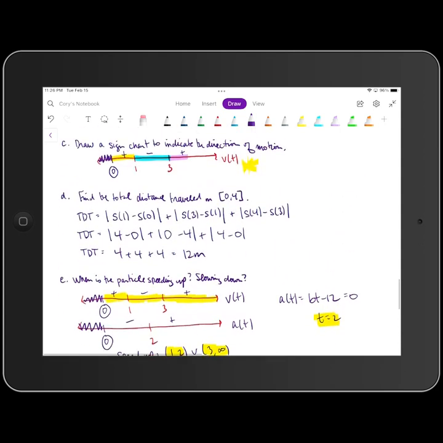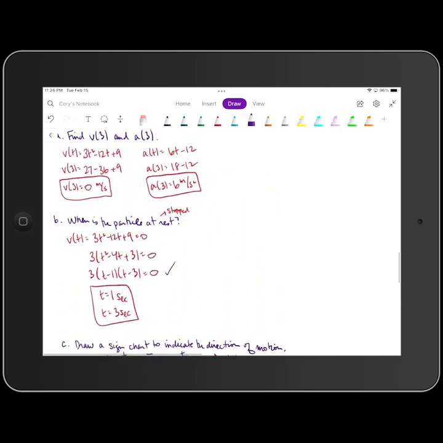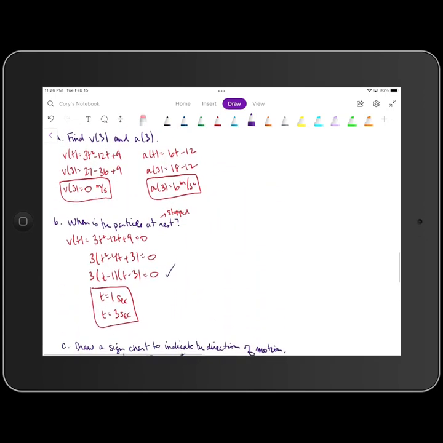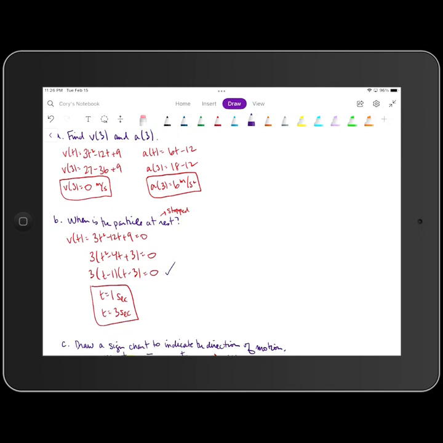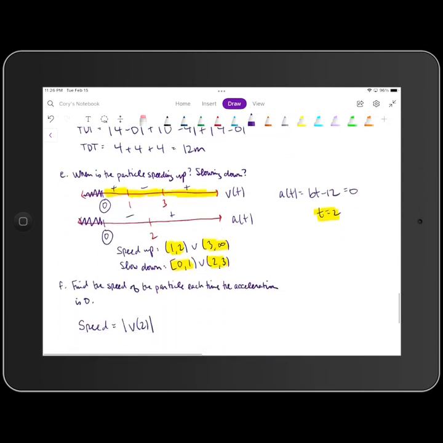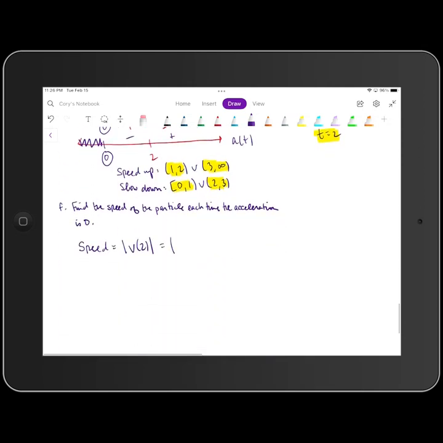And the velocity at time 2. If we plug 2 into the velocity function, we get 2 squared, which is 4, times 3, which is 12, minus 12 times 2, which is 24, plus 9. So that's 21 minus 24, so that's negative 3. And the absolute value of negative 3 is 3 meters per second.